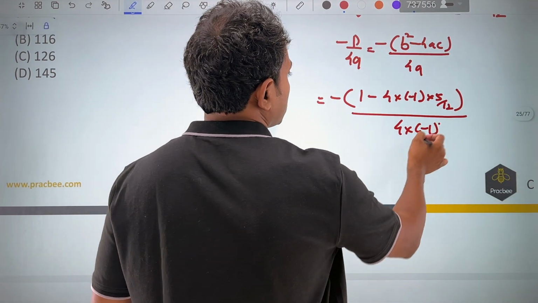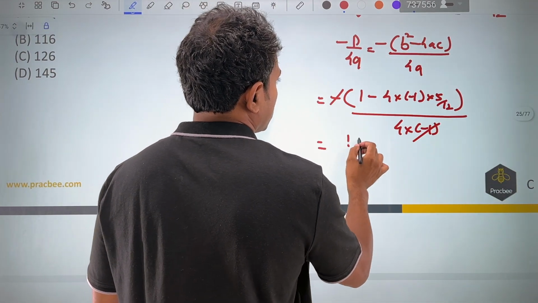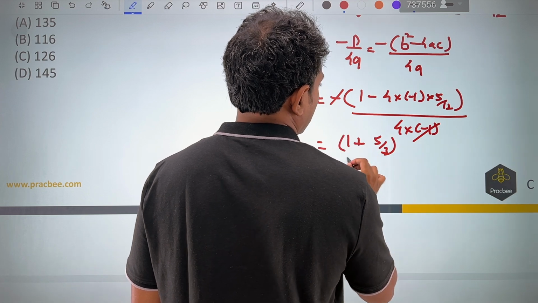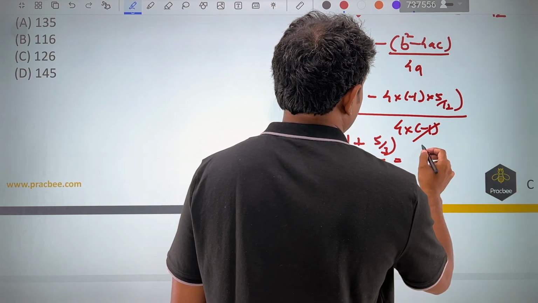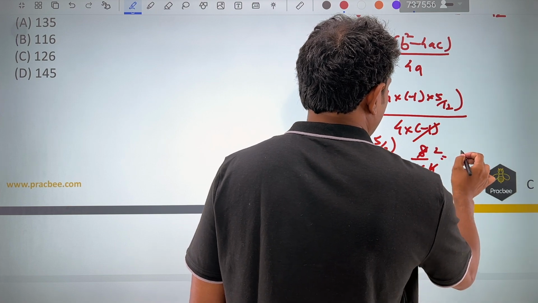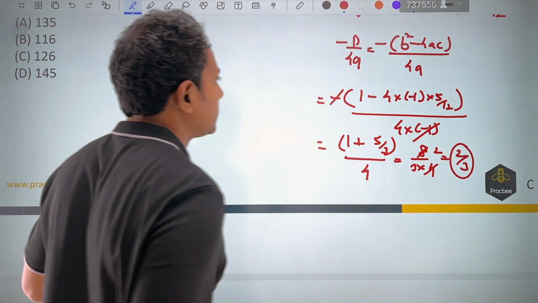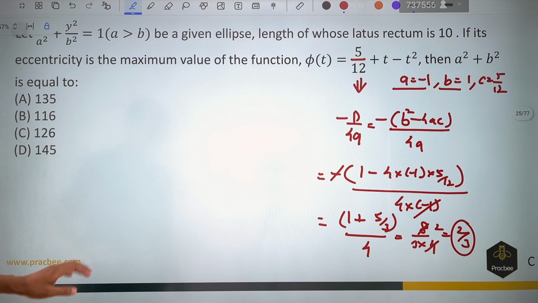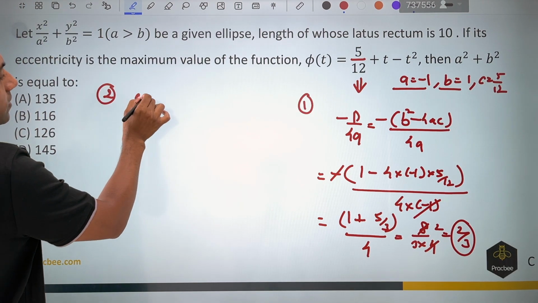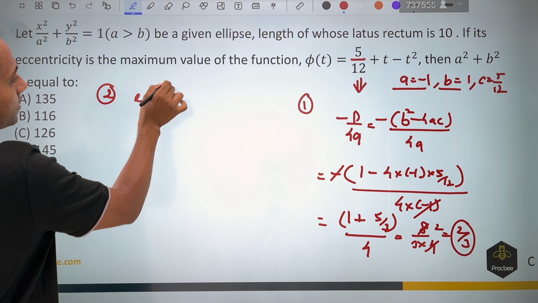If I simplify, you can see that this minus 1 will get cancelled out. This will become 1 plus 5 by 3, by 4. So this is 8 by 3 into 4. The answer comes out to be 2 by 3. So your eccentricity from the first part of the question comes out to be nothing but 2 by 3.